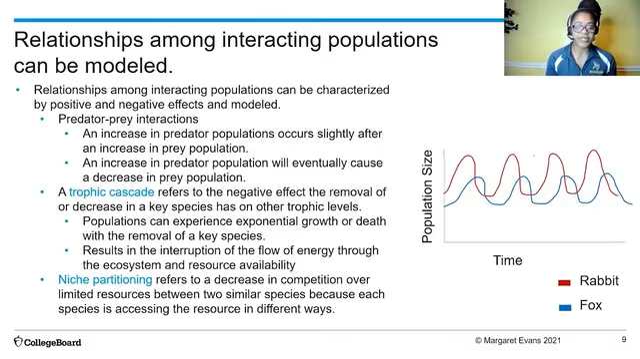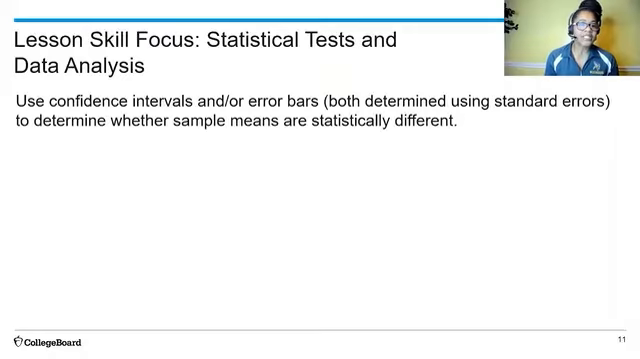And this refers to a decrease in competition over limited resources between two similar species because they're accessing the resources in different ways. So if you have two species that are using the same resources, that negative competition can actually be decreased if the species are accessing those resources differently, and therefore that will minimize the competition between them. So let's practice.